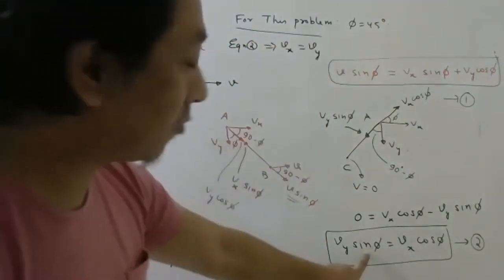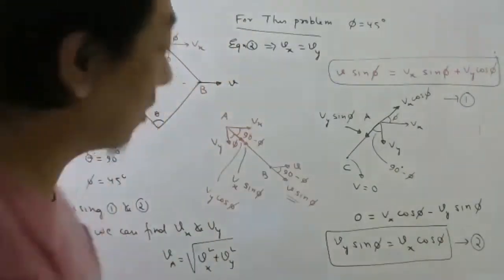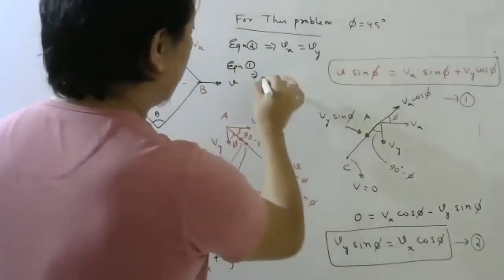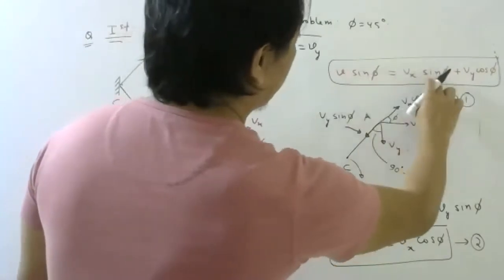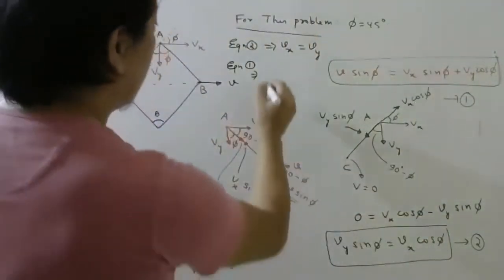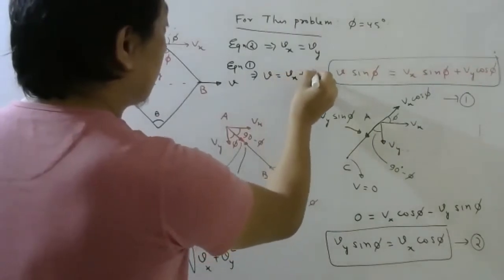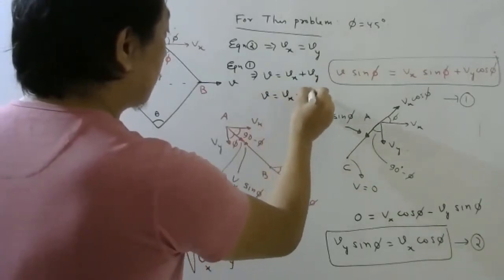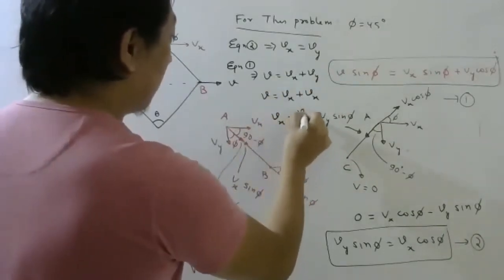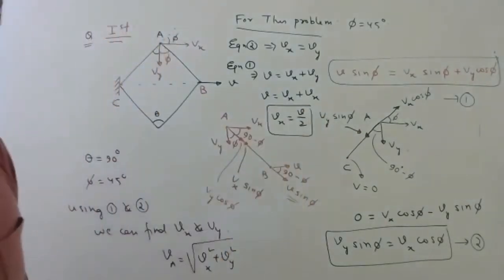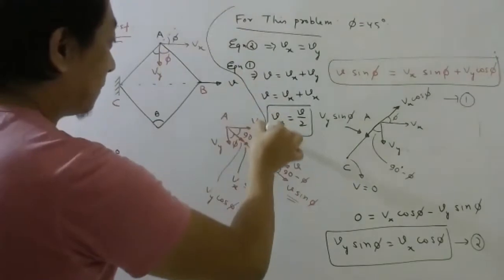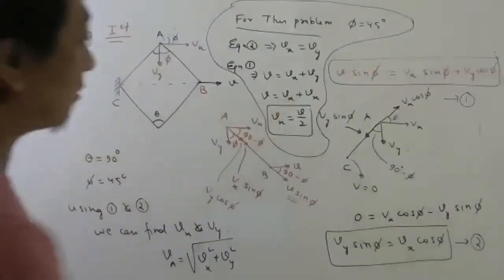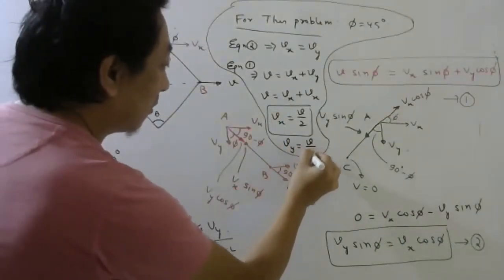Correct now? Because sin 45 is 1 by root 2, cos 45 is 1 by root 2. So Vx will be equal to Vy, and equation 1 will give you what? The sin 45 and cos 45 will also cancel. So V will be equal to Vx plus Vy. But Vx is equal to Vy, so substitute here. V will be Vx plus Vx. So from here, Vx will be V by 2. So once you know Vx is V by 2, Vy will be what? That will be also V by 2.